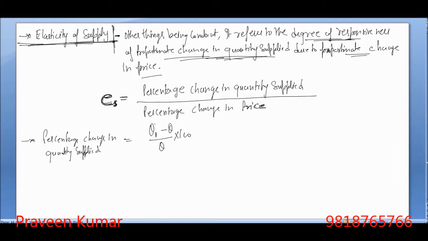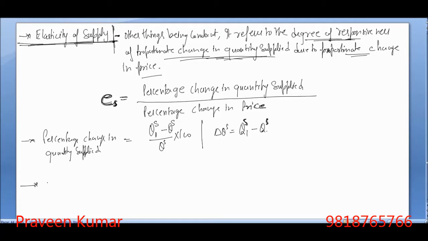Here we can subscript or superscript S with this, just to represent that we have been dealing with the quantity supplied, nothing more than that. This is why we have been superscripting S with this quantity, just to distinguish that it's not the quantity demanded, it's the quantity supplied, so that there should not be any sort of confusion. Now this is how we can calculate the percentage change in quantity supplied.